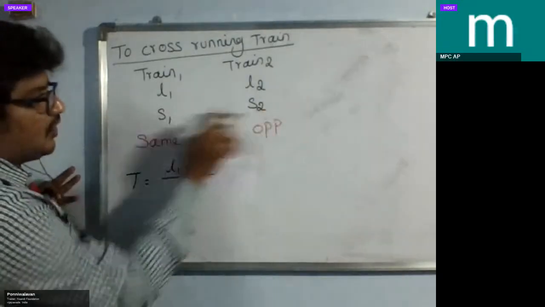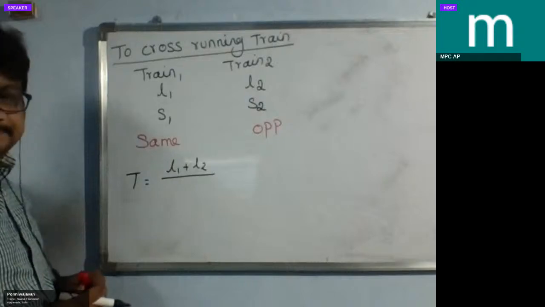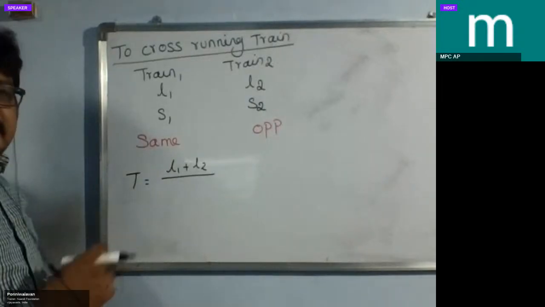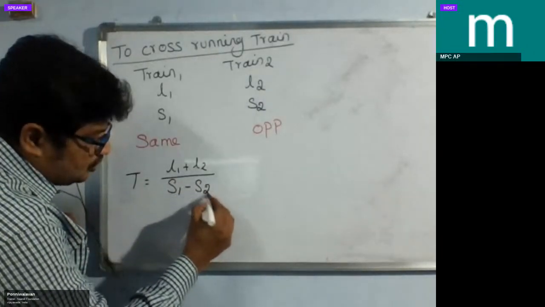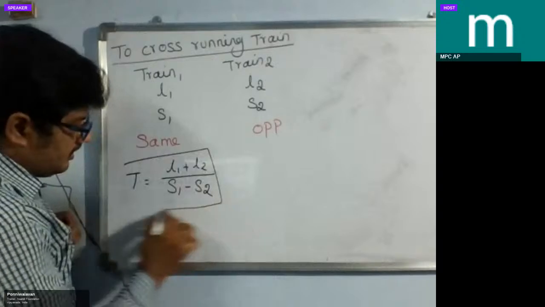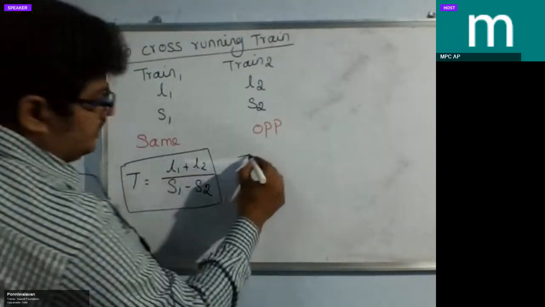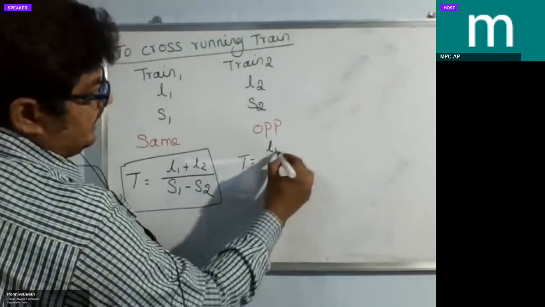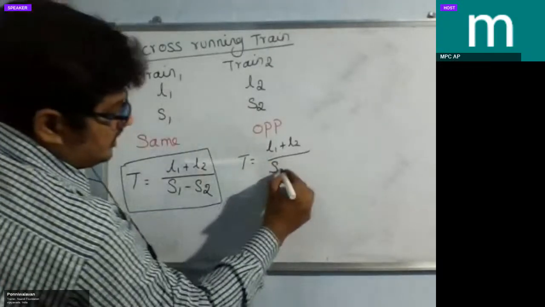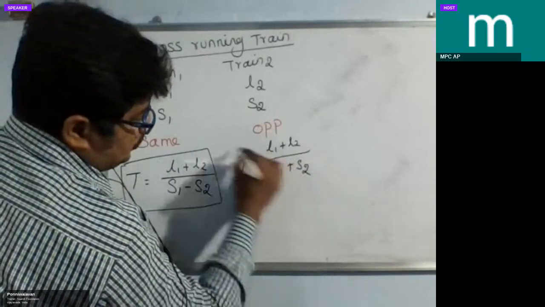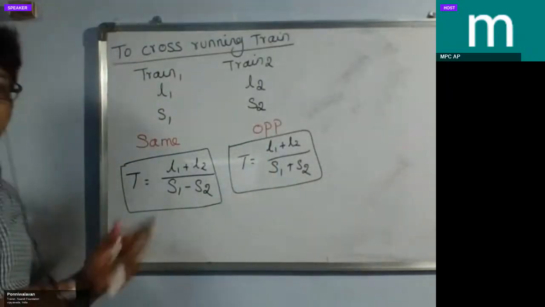Same direction means what is the relative speed? S1 minus S2. Here T is equal to L1 plus L2 divided by S1 minus S2, and if it is opposite direction, it is S1 plus S2. Are you clear?